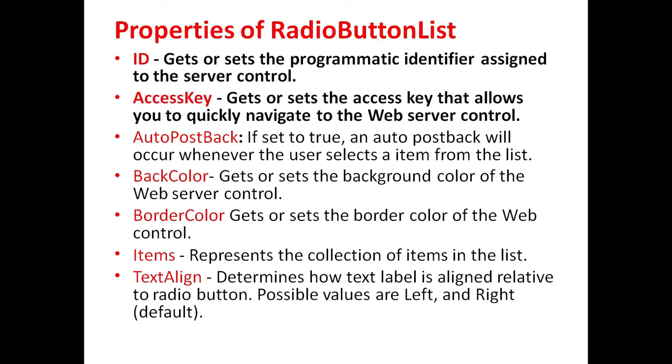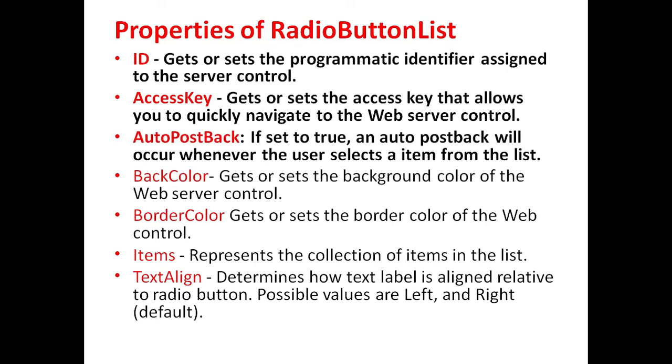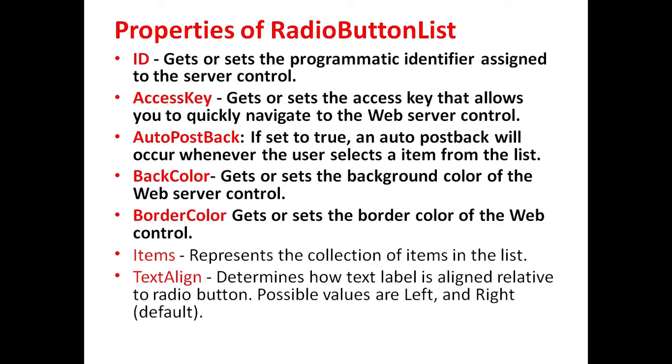Access key property is used to get or set the access key that allows you to quickly navigate to the web server control. If the auto postback property is set to true, an auto postback will occur whenever the user selects the item from the list. Back color property gets or sets the background color of the web server control. Border color property is used to get or set the border color of the web control.